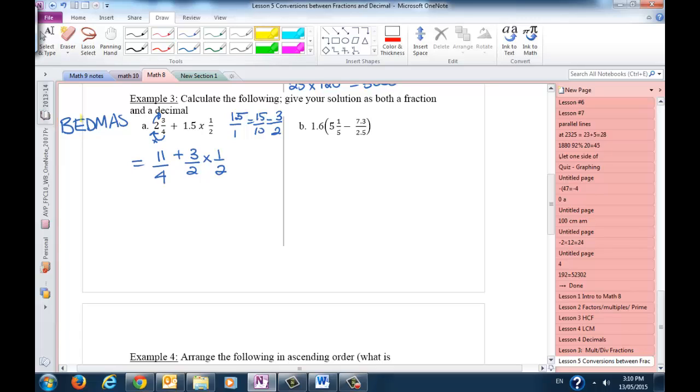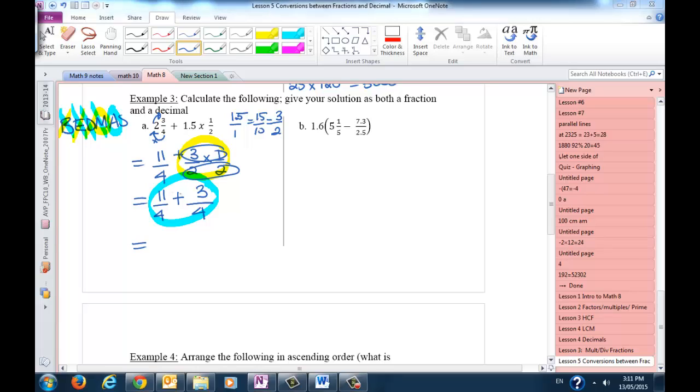Now, I don't have any brackets, I have no exponents, I have no division, but I do have multiplication. So we're going to do the multiplication first. I'm going to rewrite the 11 over 4 down, and then I have plus, and now I'm multiplying the top, which is 3. I'm multiplying the bottom separately, which is 4. Now I go back to BEDMAS. No brackets, no exponents, no division, no multiplication, but I do have adding. Notice that when we're adding fractions, we need a common denominator, and our numbers already have a common denominator of 4. So I can simply do 11 plus 3 is 14 divided by 4.